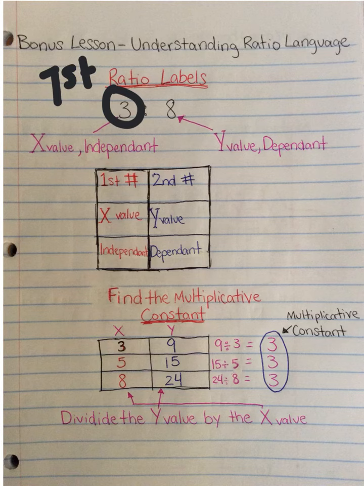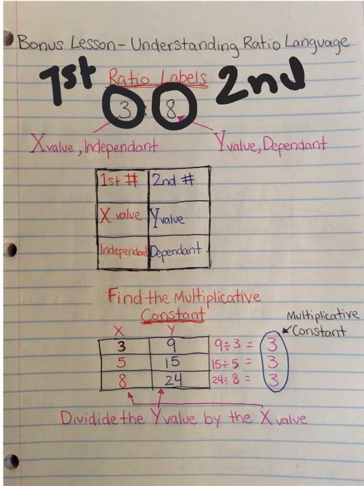Now, if we are looking at the second number, we don't have to call it the second number. We can call it the y value or the dependent. Okay, so first number is the x value, independent. Second number is the y value, dependent. Now, I put this in a little table down here just to make it even more clear. We got our first number compared to our second number. So the first number is known as the x value, or it can be called the independent. Our second number is called the y value, or it can be called the dependent.